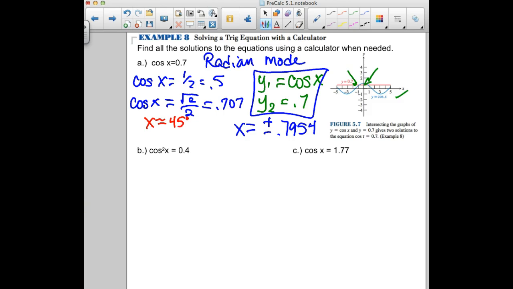Okay. Now, it does say to find all the solutions, not just within one rotation around our unit circle. So keep in mind that every time we add 2 pi to this, we get back to the same values for cosine. So our final answer here is that x equals a positive or negative 0.7954 plus 2n pi, where n is an integer. That's going to get us all of the different solutions. In other words, if we kept this cosine curve going, we would keep intersecting that value of y equals 0.7.